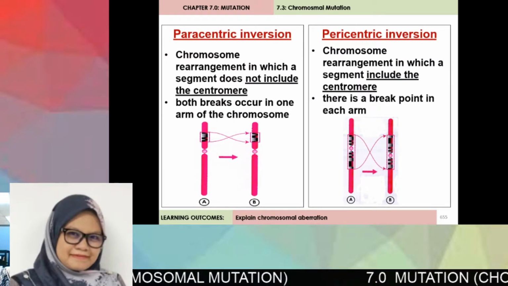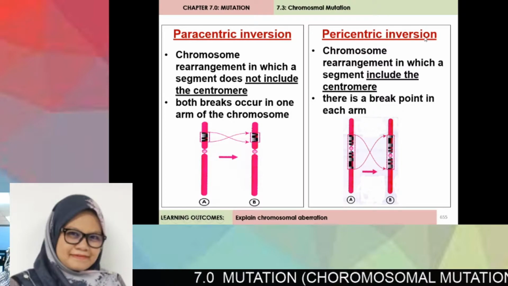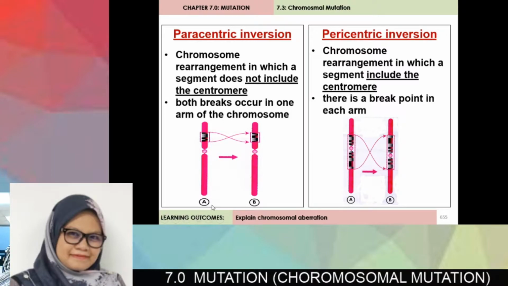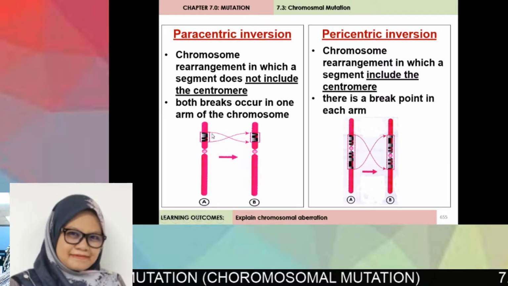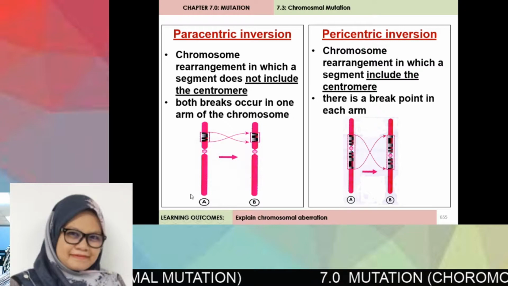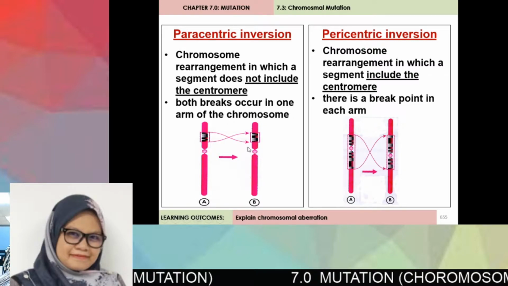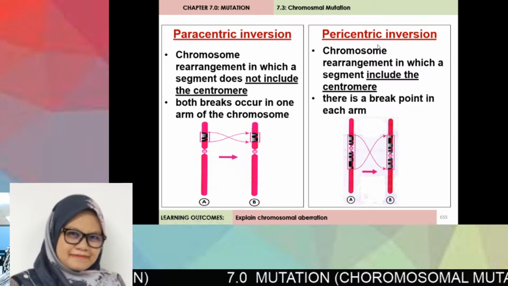For gene inversion we have two types: paracentric inversion and pericentric inversion. For paracentric, as you can see here, the inversion does not include the centromere. So it only involves one arm, either the upper arm or the lower arm, and does not involve the centromere. But for pericentric, the rearrangement or inversion of the segment of the chromosome involves the centromere.